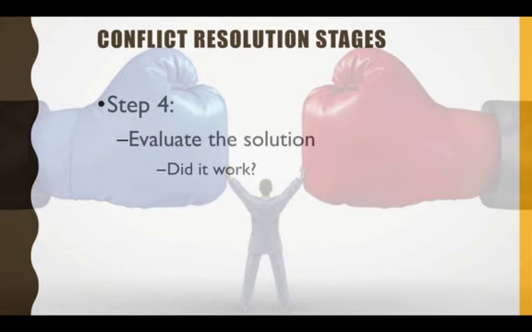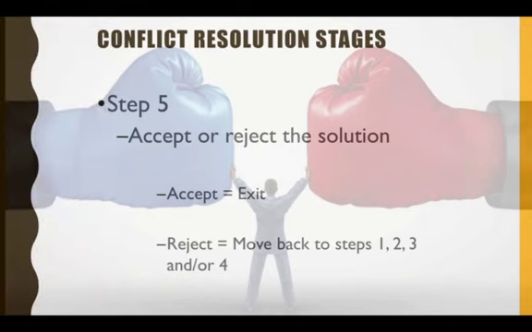Maybe it didn't work at all because of the way you said it. Your emotions got overwhelmingly in the way. Whatever it is, evaluate whether or not the solution worked and to what degree. A little bit, a lot, medium, half and half, working and not working, and the like. And then finally, you need to decide whether you're going to accept or reject the solution. If you accept the solution, you can get out of the conflict and move right along. If you reject it, if it didn't work all the way or it didn't work at all and you need to completely reject it, then you need to go back to the previous steps.